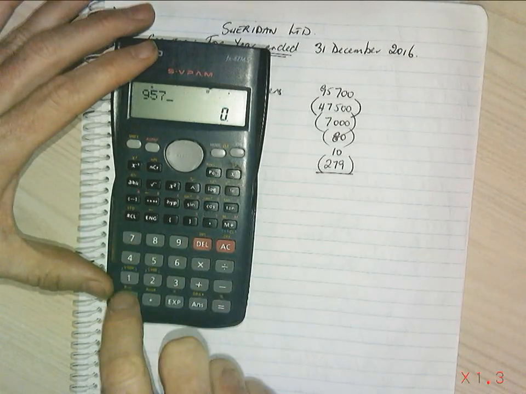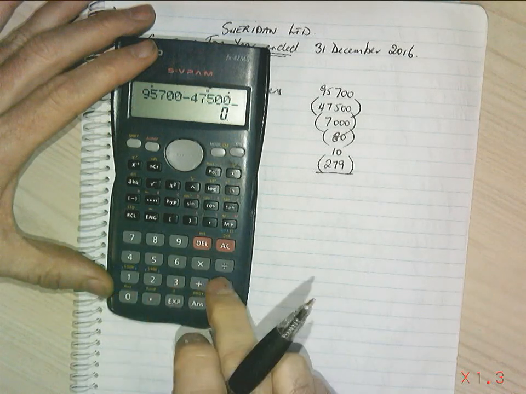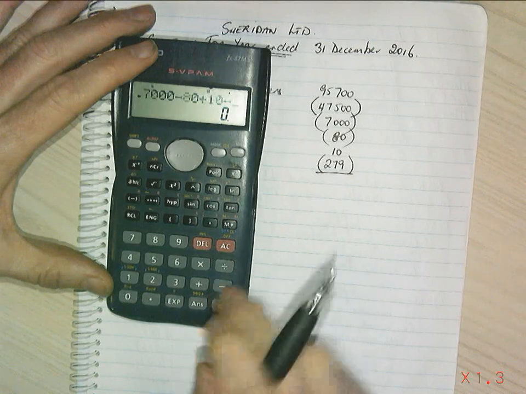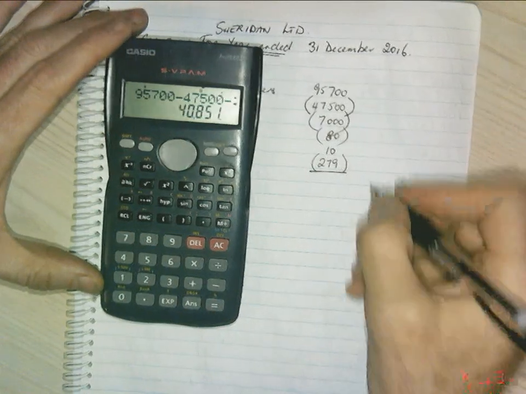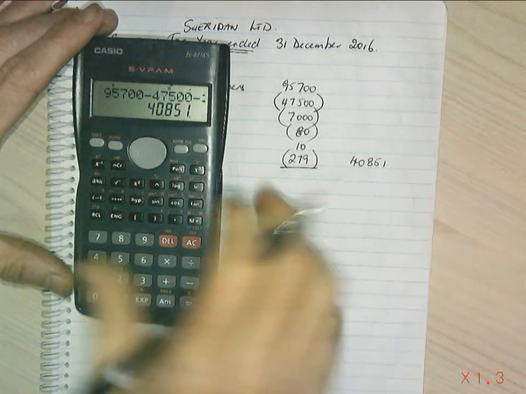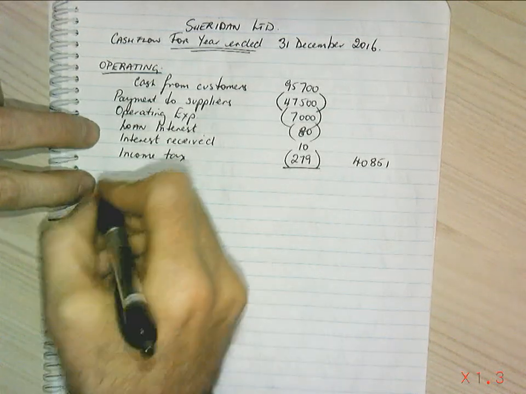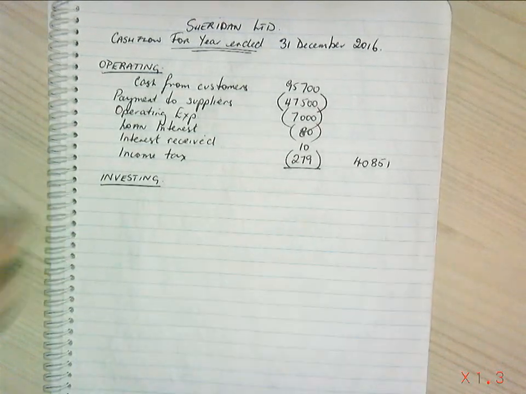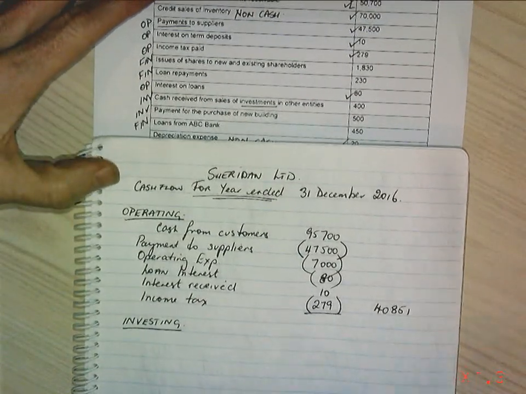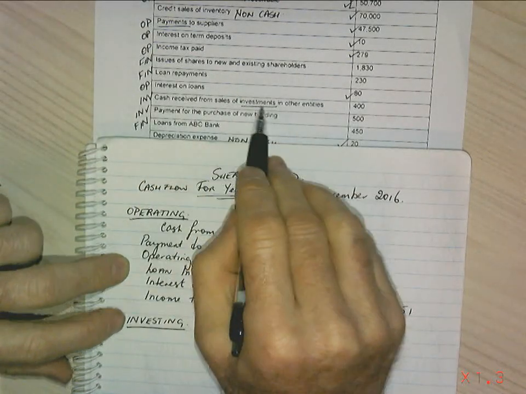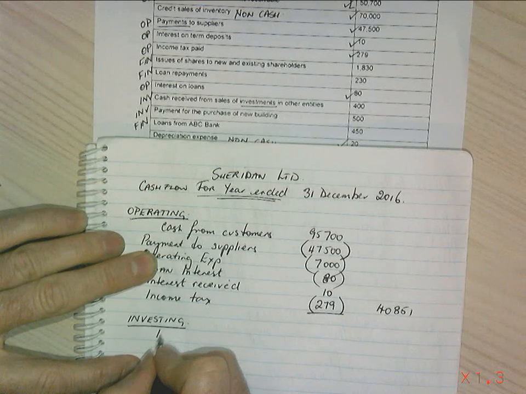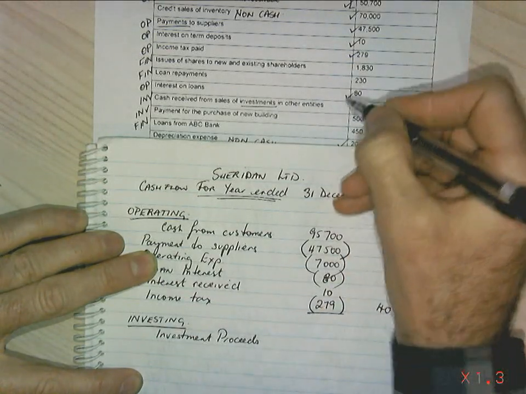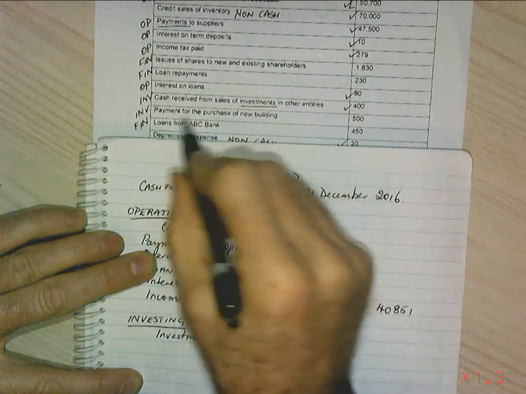So first I've got 95,700 minus 47,500 minus 7,000 minus 80 plus 10 minus 279 gives me 40,851. Next I'll be doing my investing activities. I think we had a couple there. We had two, 400 and 500. So cash received from sales of investments, investment proceeds was 400, so that was a positive. And payment for the purchase of a new building.